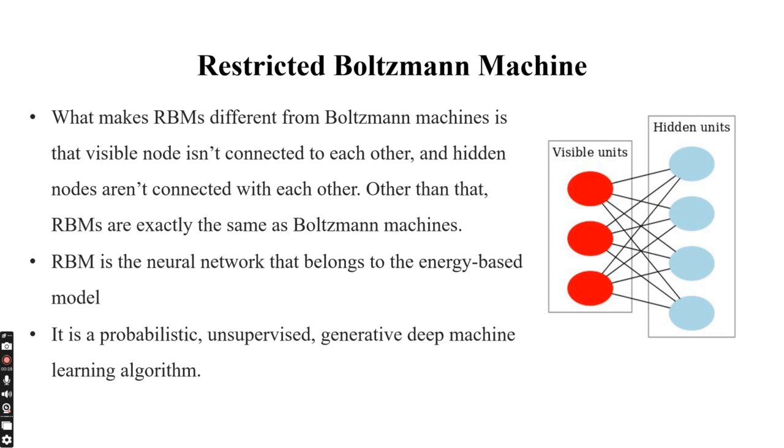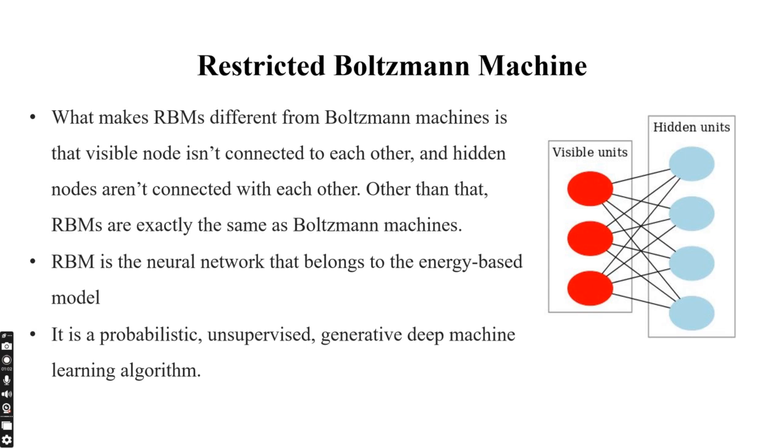For the BM, all the visible units and hidden units are interconnected, and also adjacent nodes, like the visible nodes, are connected to each other. This is the Boltzmann machine. What's the restricted Boltzmann machine? The restricted Boltzmann machine, different from the Boltzmann machine, has visible nodes that aren't connected to each other, and the hidden nodes are also not connected with each other. Other than that, it is exactly the same as a Boltzmann machine.